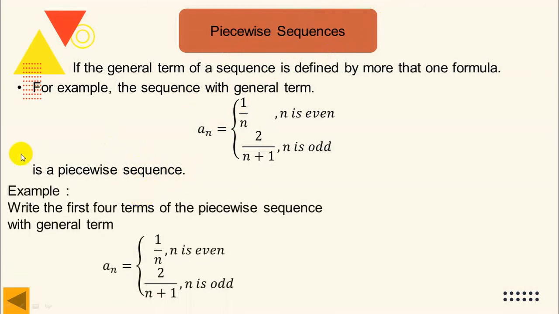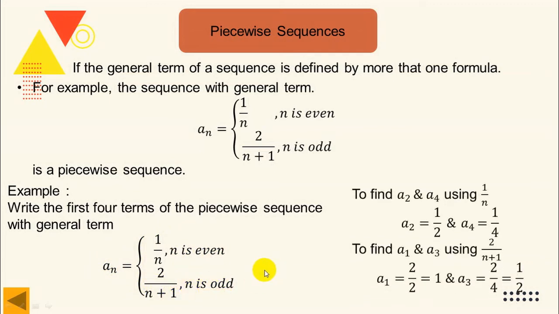Okay, example. Write the first four terms of the piecewise sequence with the given general term. Here they have a_n equal 1 over n if n is even, and 2 over n plus 1 if n is odd. So they have the rules. You can use 1 over n for n is even. You can use 2 over n plus 1 if n is odd.